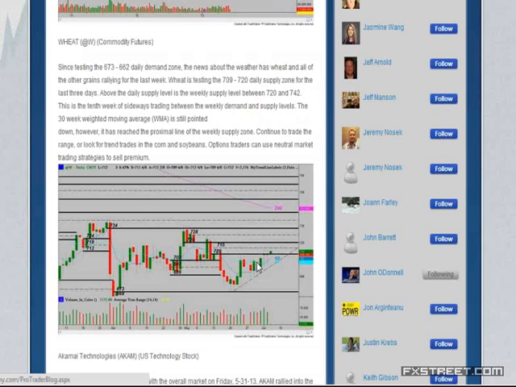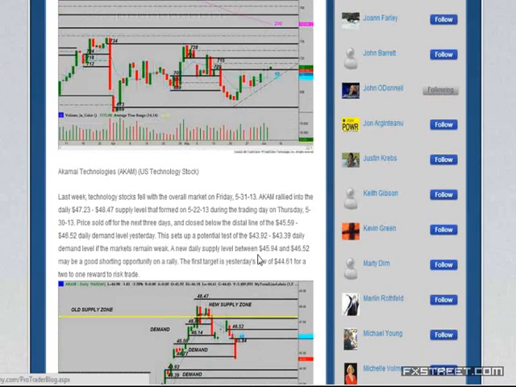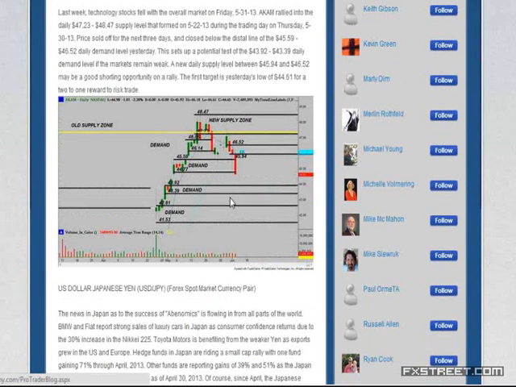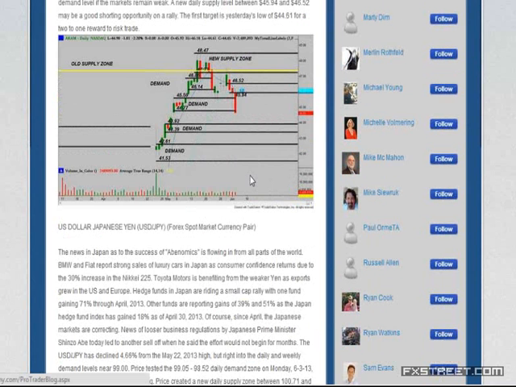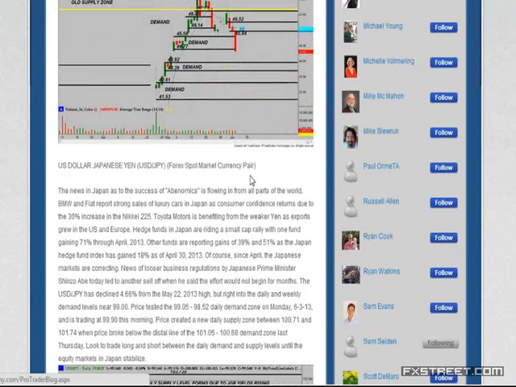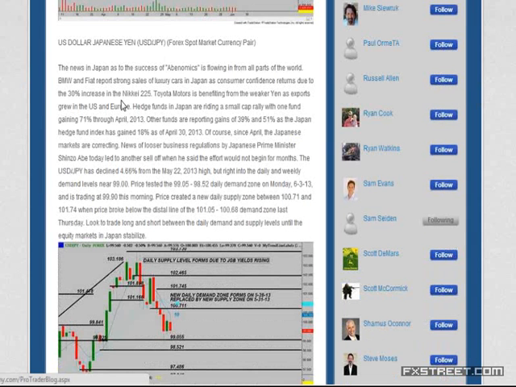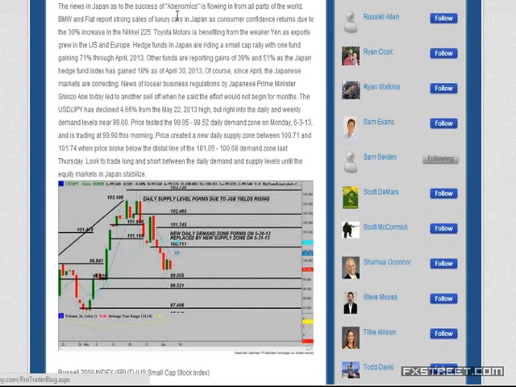I have a stock called Akamai Technologies, which is breaking demand zones because the market has turned bearish in the short term. And here I have the chart of the dollar versus the yen that we just looked at, and the news in Japan as to the success of Abenomics is flowing in from all parts of the world. BMW and Fiat reported strong sales of luxury cars in Japan as consumer confidence returns due to the 30% increase in the Nikkei 225. And Toyota Motors is benefiting from the weaker yen as exports grew in the U.S. and Europe.